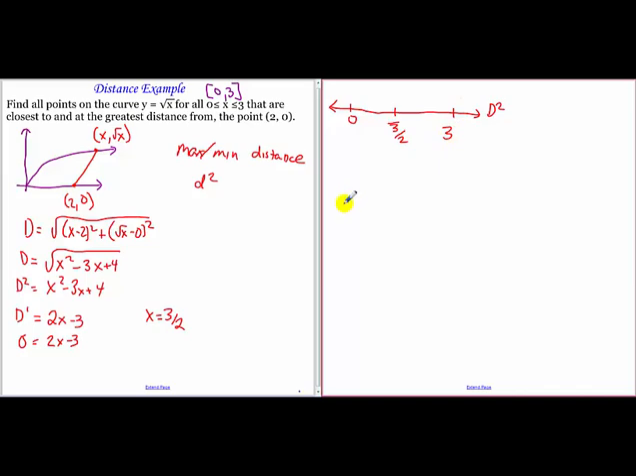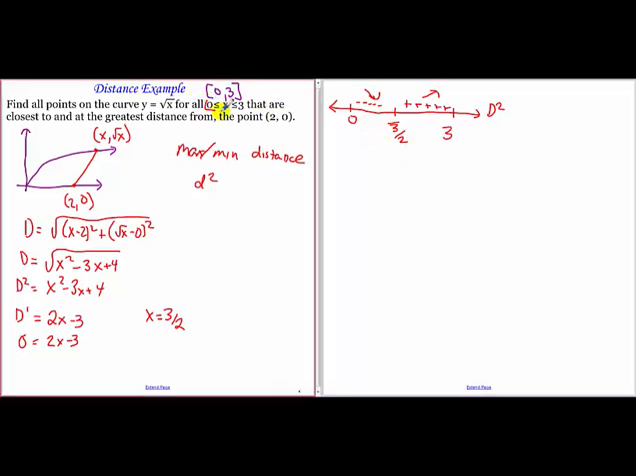So if I'm looking at 1, I need to look and see whether or not our distance squared derivative is positive or negative. So that's going to be negative. So we're decreasing. Then we start increasing. So I'm decreasing, then increasing. So it appears I might have a minimum at 3/2, but they gave me a set interval.